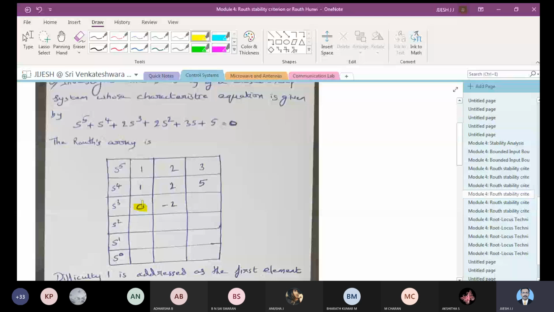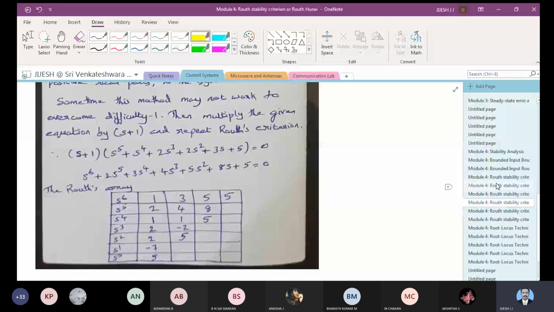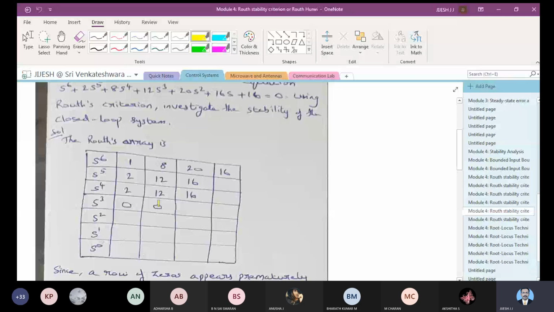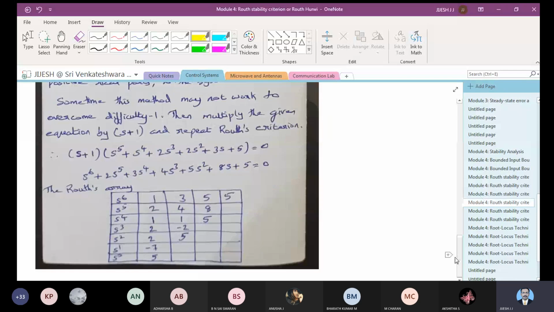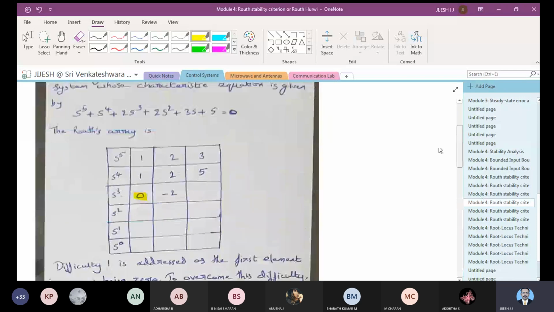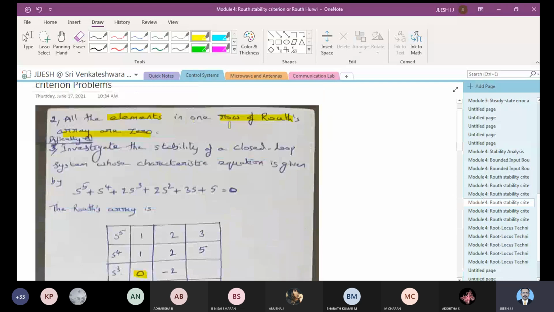But in difficulty 2, we'll be seeing that further; I will take one example for you. In difficulty 2, the entire row becomes 0. You cannot proceed further with this Routh array process, so you have to use a different methodology. That is what we are going to see. This is both the cases. The first difficulty you have seen, and the second difficulty is that all the elements in one row of the Routh array are 0, so the entire row becomes 0.